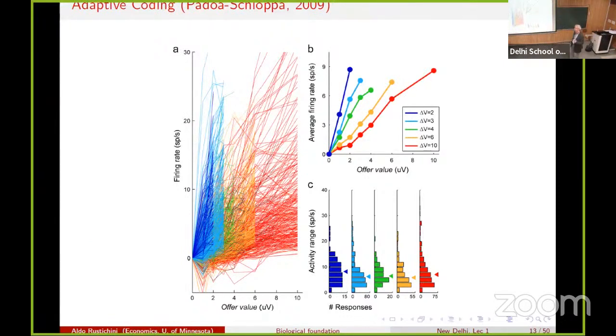That is what is called adaptive coding. The firing rate of the neuron adjusts so that the dynamic range, which is the difference between the minimum and the maximum firing rate, is always 9. Of course, if you offer between 0 and 2, you get 0 at 0 and 9 at 2. If you offer between 0 and 10, you have a firing rate of 0 at 0 and of 9 at 10.